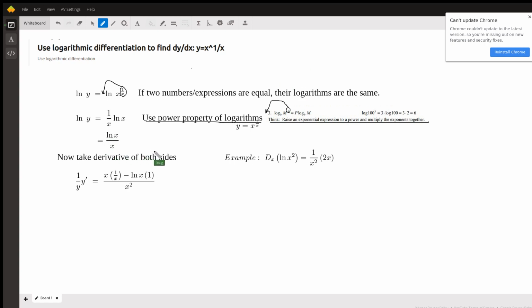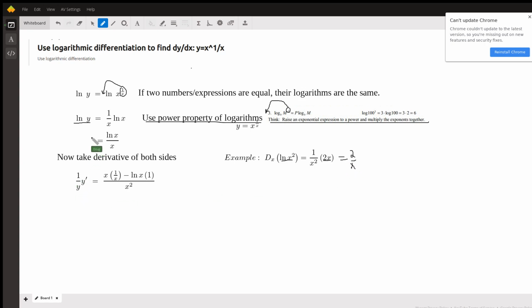Now we're going to take the derivative of both sides, and the key is the derivative of ln of y. Remember, when you take the derivative of ln of anything, it's 1 over the anything times the derivative of the anything. And that's because we're using the chain rule. So for example, over here, the derivative of ln of x squared is 1 over x squared times the derivative of x squared. That's the chain rule. The derivative of the inside is 2x. Of course, this would reduce to 2 over x for that example.